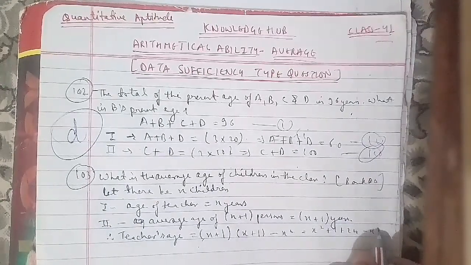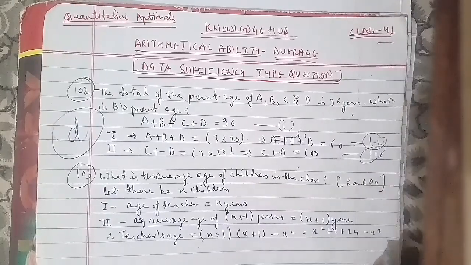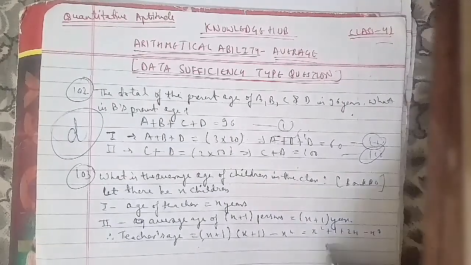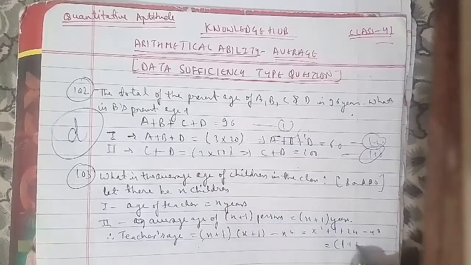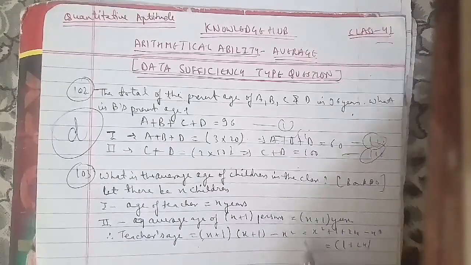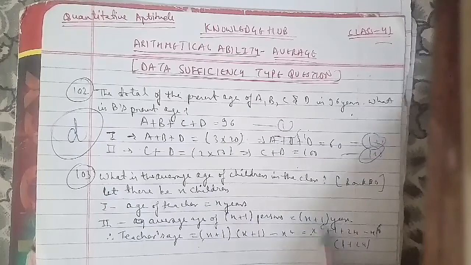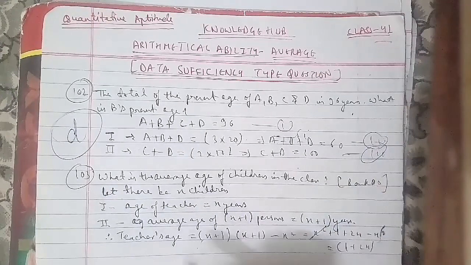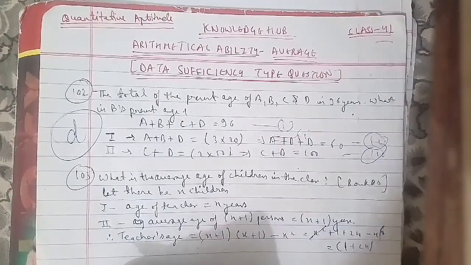So the correct answer will be D, because we cannot find it out from either of the two statements. So D will be the right answer for this question as well. This is an important one because it has been asked in your bank PO question paper.